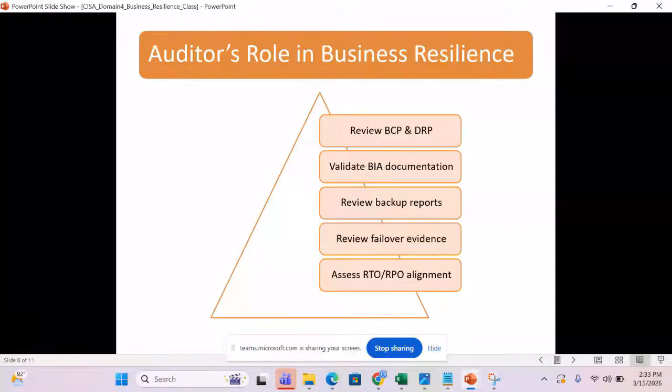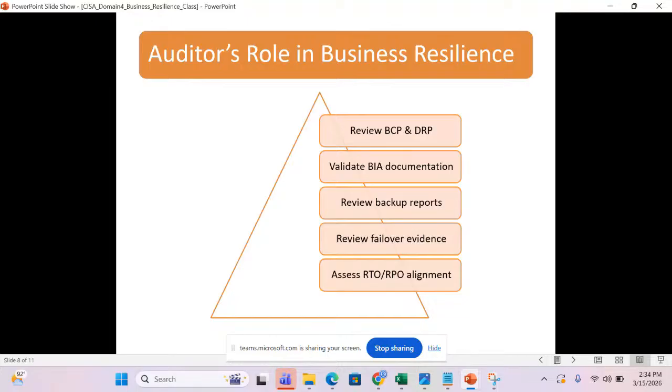Secondly, as an auditor, you need to validate the BIA documentation. BIA means business impact analysis. You need to validate that your critical assets have been identified, your RTO must be documented, your RPO must be documented, and your financial and operational impact must also be documented. You validate that you have all of this in place within your business impact analysis.